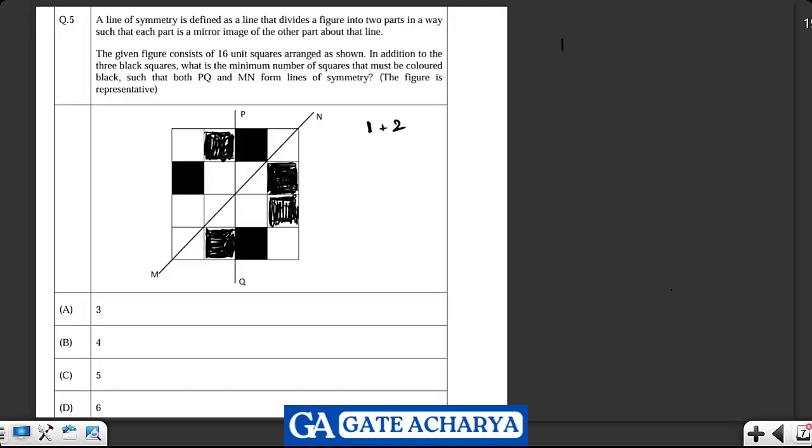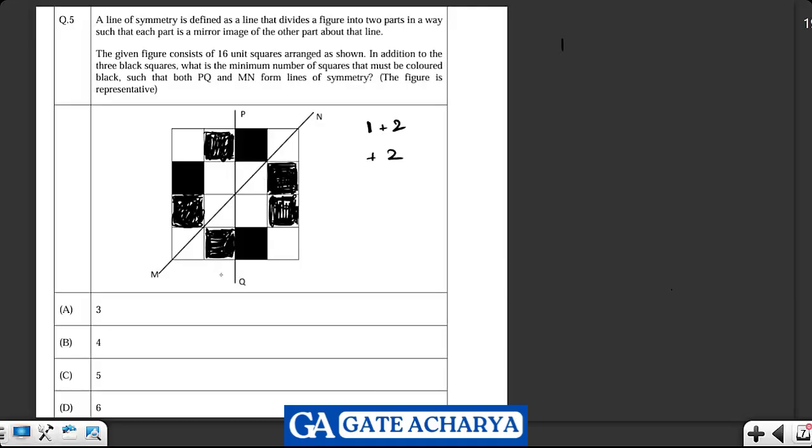Okay. So one here. So you can see that it is similar, and one again here. So 2 more squares I have colored. So now tell me, is similarity there everywhere now? We can see that in MN this is similar, this is similar, this is similar, and this is similar.